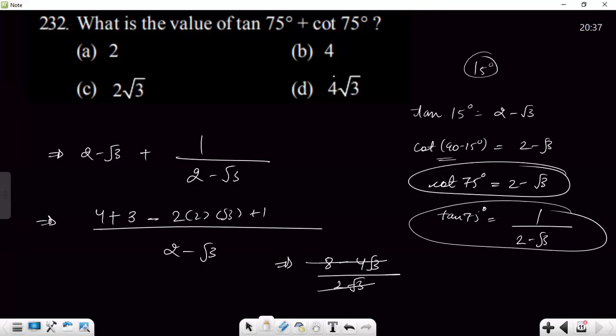So let's take 4 common from the numerator, divided by 2 minus root 3. This cancels this. The answer is 4. Clear? Easy. Easy peasy cheesy.